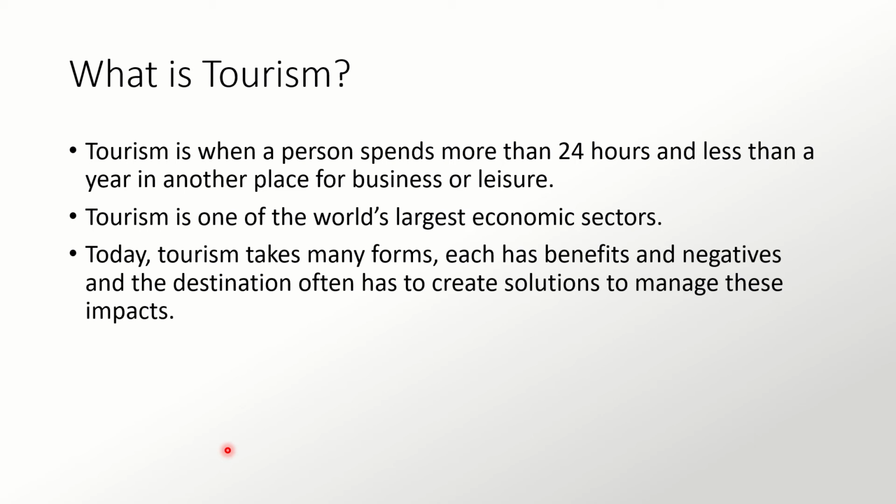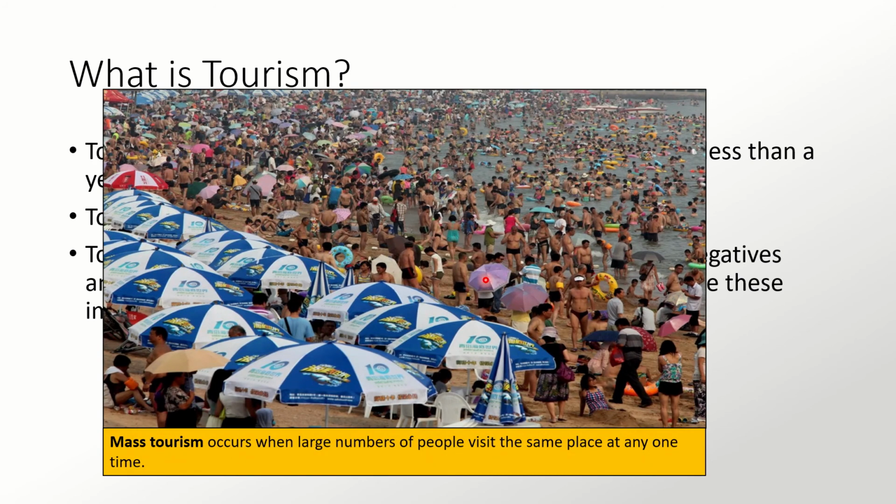It's one of the world's largest economic sectors, and it takes many, many forms. Now, what I'm about to present to you is just a few examples of the kinds of tourism that exist. It's certainly not all of them, because there are lots and lots. One of the really important ones that we will learn about is mass tourism. And this occurs where large numbers of people visit one area. And the picture you see on the screen there is a good introductory image to what mass tourism looks like. It has its impacts on the environment and people in the areas where it takes place, and there are methods of managing those impacts.